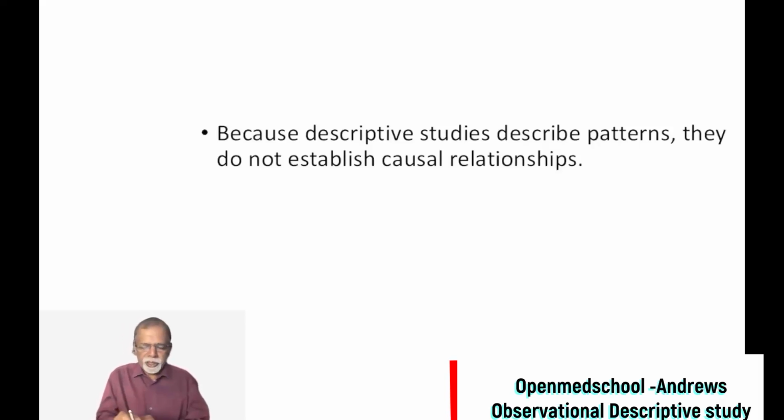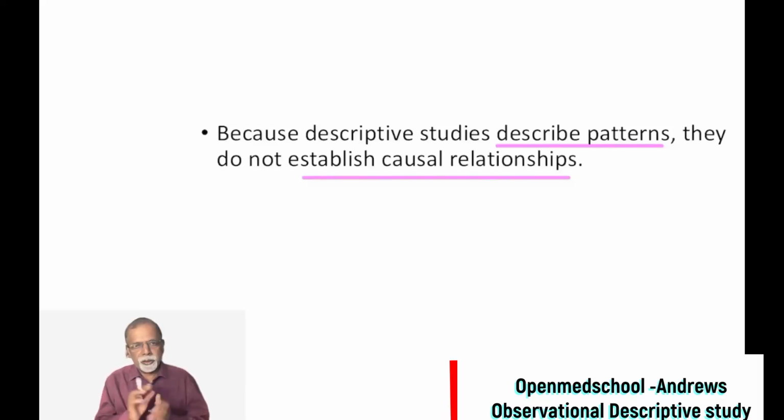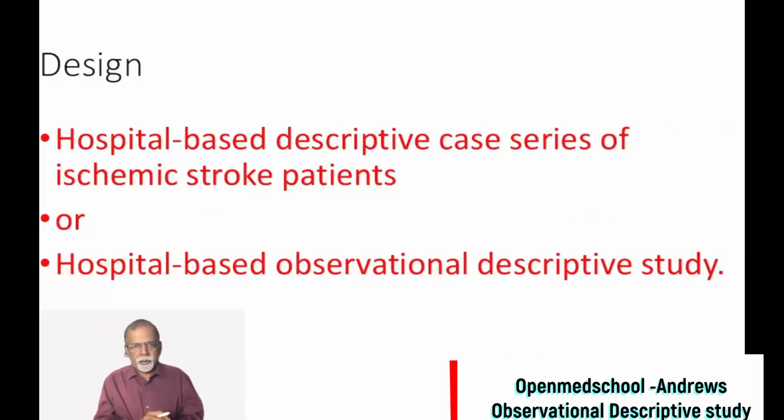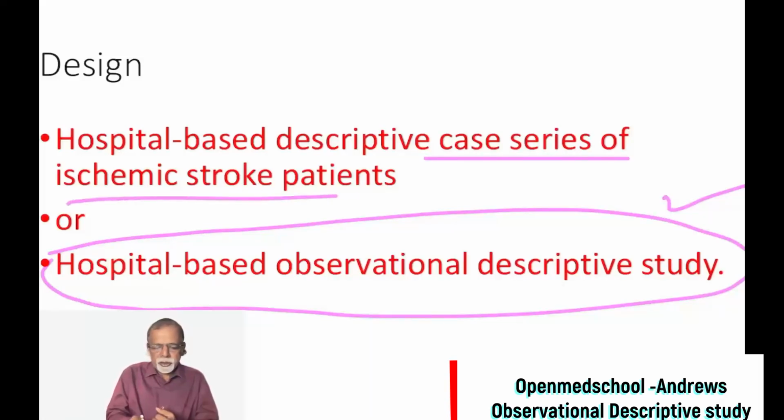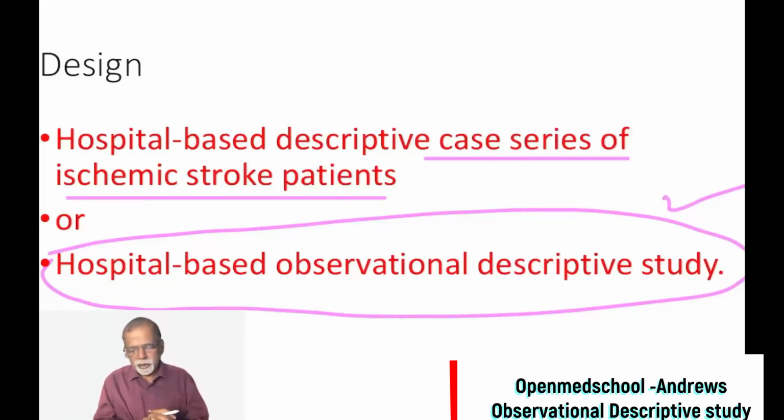Why? Because descriptive studies describe patterns. They do not establish causal relationships. So there is no inference made. This is only description. So what is the correct design or the title for the design? Hospital-based observational descriptive study is acceptable. Or hospital-based descriptive case series of ischemic stroke patients. So this is how we will write the design of a study.